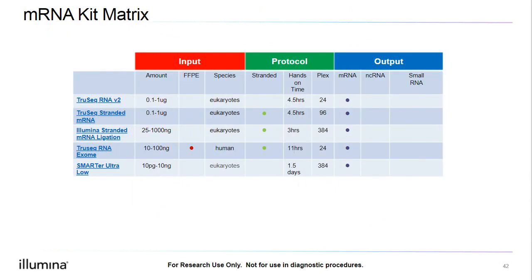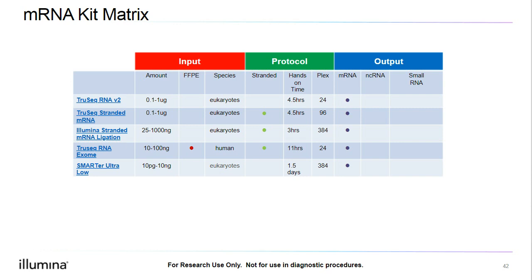In this matrix, we've compiled key features that are different between the mRNA kits that we just discussed. This can be a good reference when you're planning your project. For instance, if strand information is important to you, you may want to consider our Stranded mRNA kit. If you have FFPE material, you may consider the TruSeq RNA Exome kit. If you only have 50 picograms of input, you will need to use the SMARTer ultra-low kit with our Nextera XT workflow.